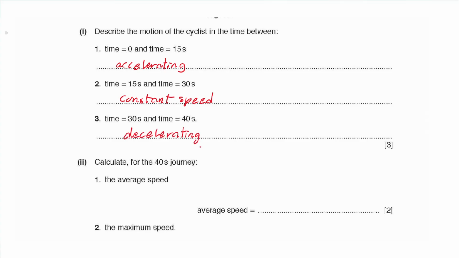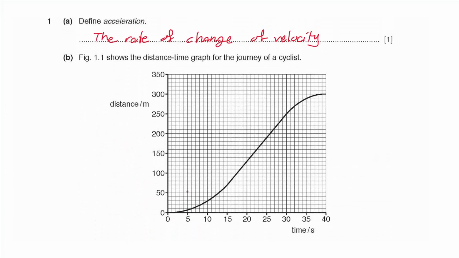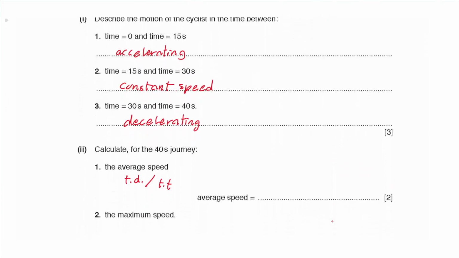Part II says calculate for the 40-second journey the average speed, and the average speed is equal to the total distance divided by the total time. On the graph we have the total distance to the end of the journey is 300 meters and the total time is 40 seconds. So we divide 300 by 40. That gives an answer of 7.5 meters per second.